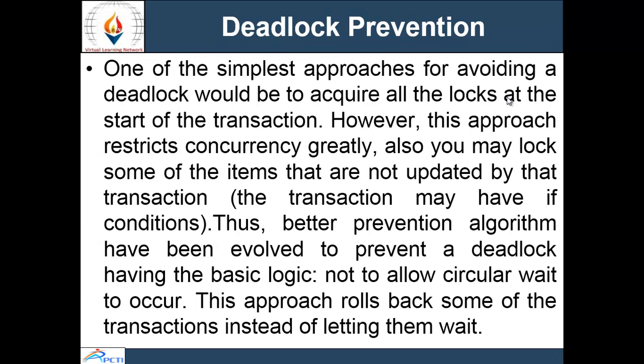Now, one of the simplest approaches for avoiding deadlock is to acquire all the locks at the start of the transaction. However, this approach restricts concurrency greatly. Also, you may lock some of the items that are not updated by that transaction. The transaction may have if conditions. Thus, better prevention algorithms have evolved to prevent deadlock, having the basic logic of not allowing circular wait to occur. And this approach rolls back some of the transactions instead of letting them wait.